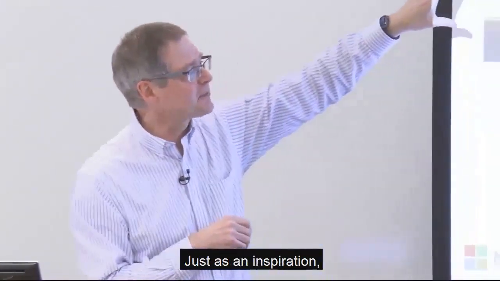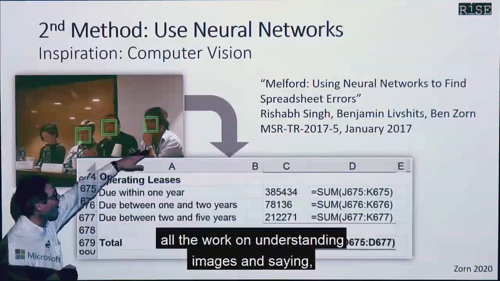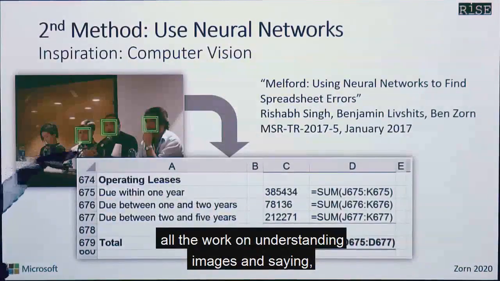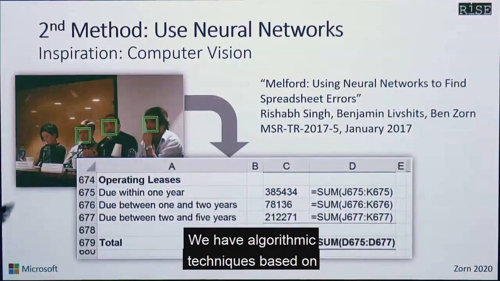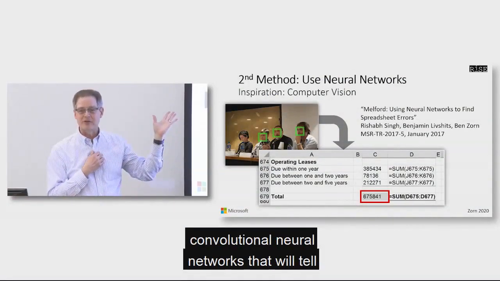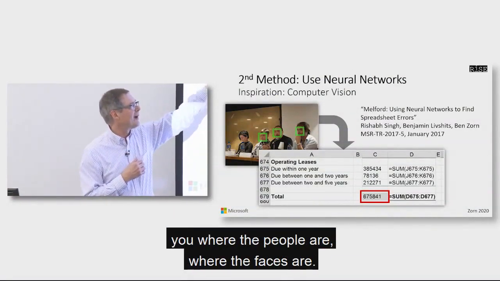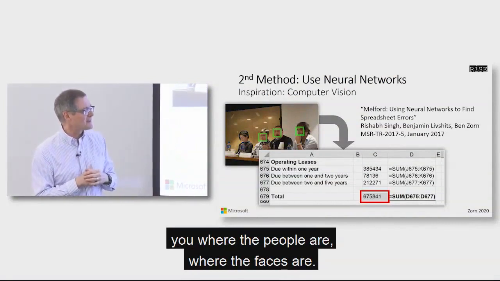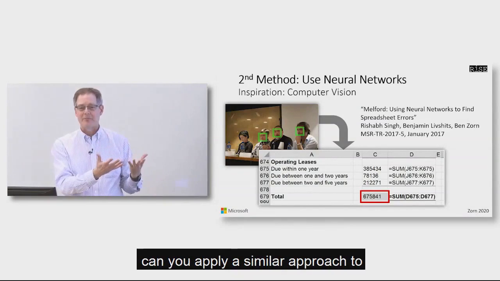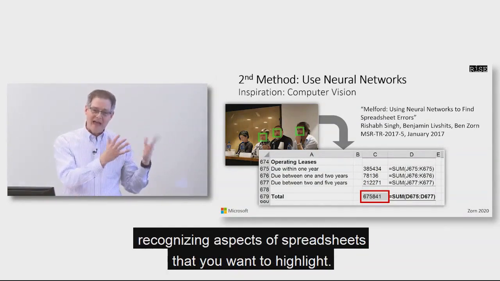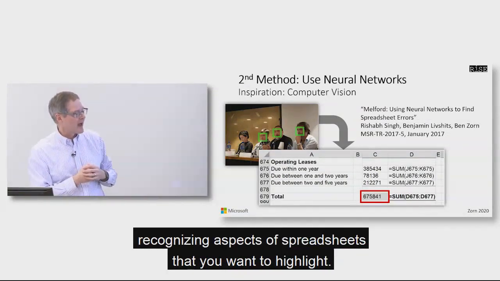And just as inspiration, you can think about all the work on understanding images and saying, look, we know where the faces are in an image. We have algorithmic techniques based on convolutional neural networks that will tell you where the people are, where the faces are. And so our question was, can you apply a similar kind of approach to recognizing aspects of spreadsheets that you want to highlight?